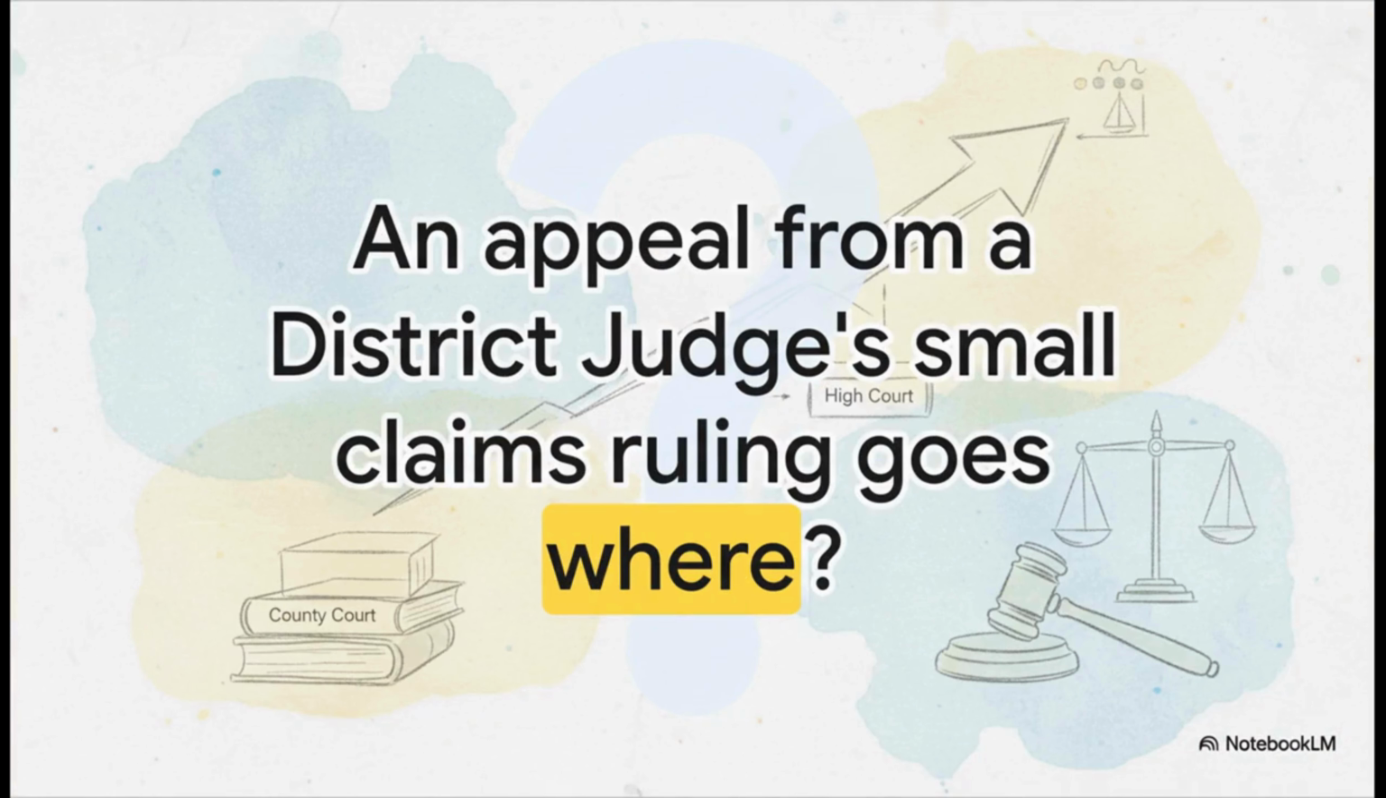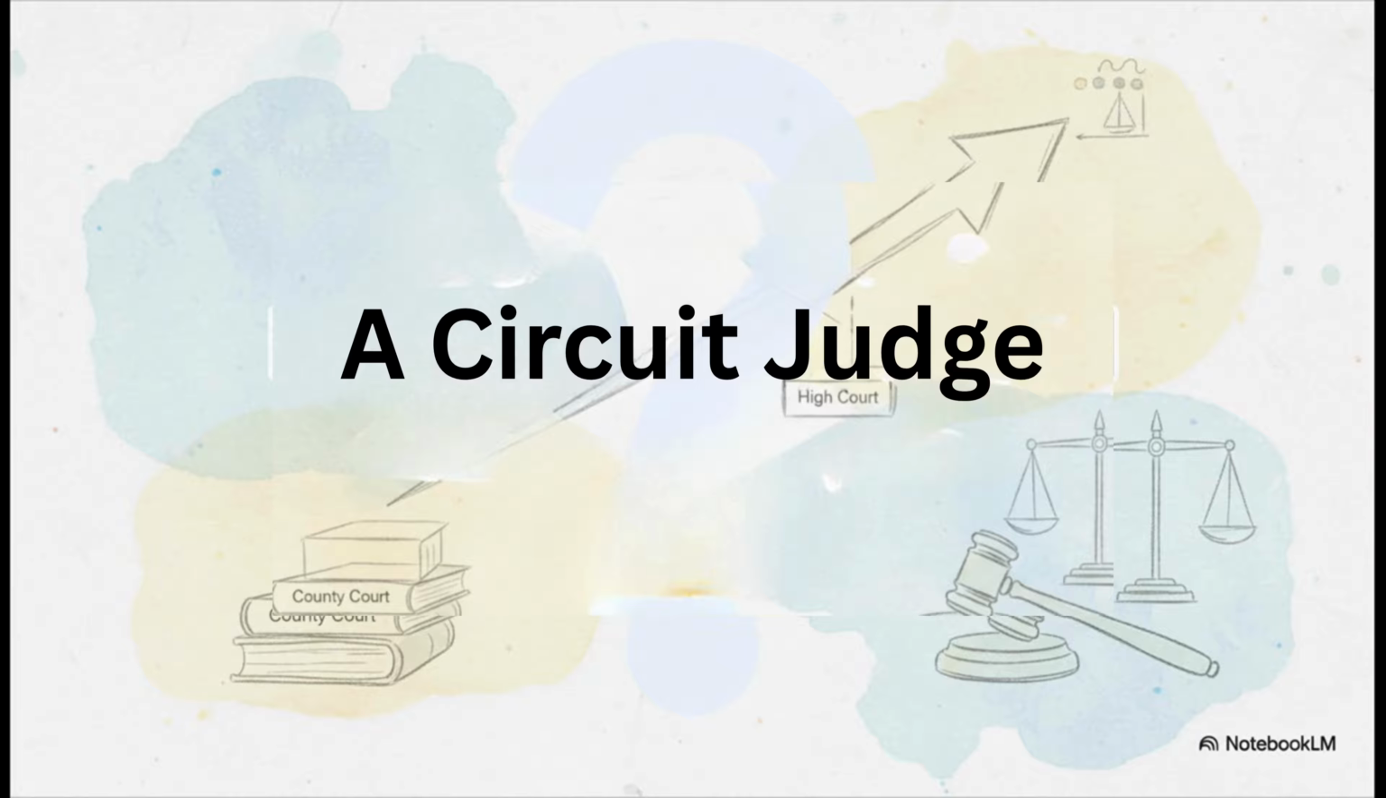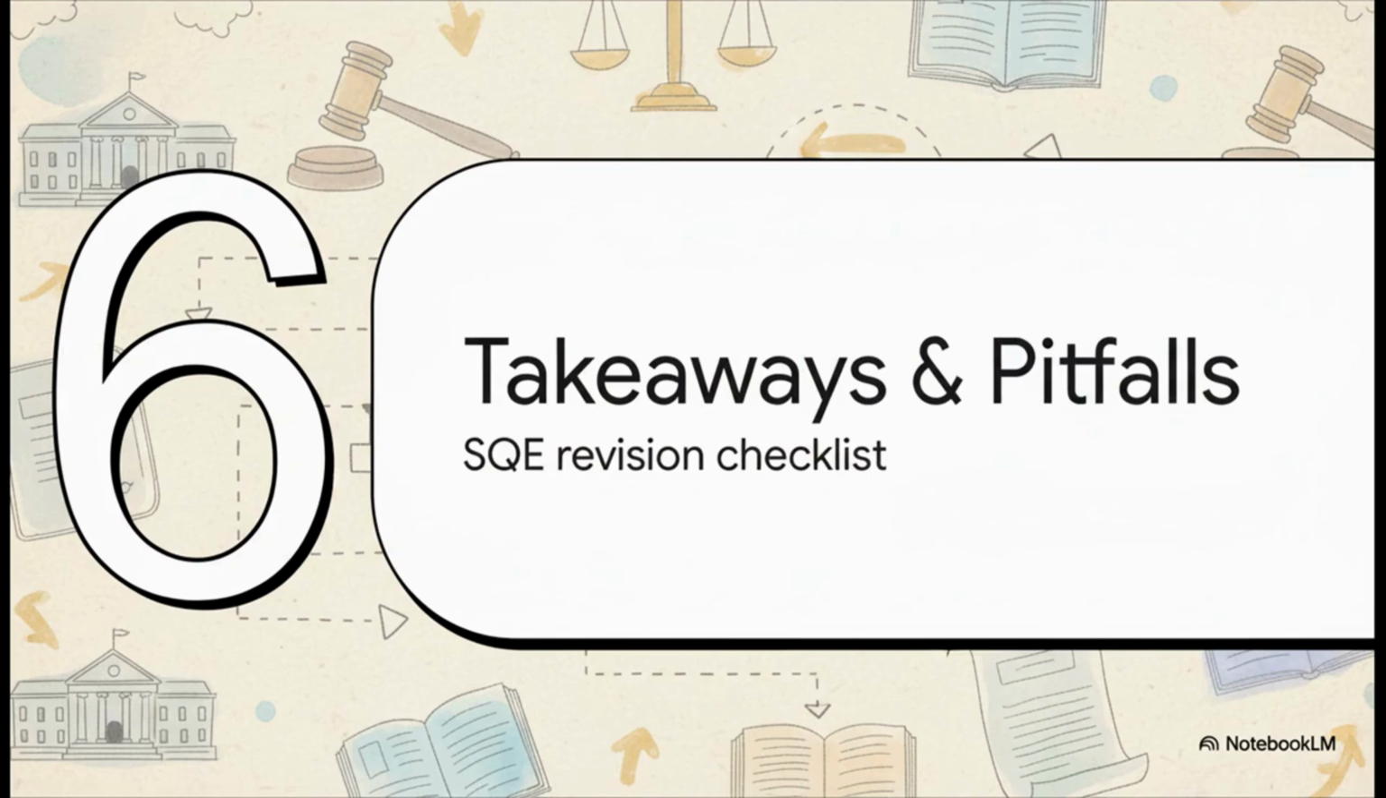And for question 2, a small claims case was decided by a district judge. Where would the first appeal normally go? Take a moment. And the answer is a circuit judge. It comes back to that simple rule, doesn't it? The appeal goes to the next level up in the judicial hierarchy. A district judge is junior to a circuit judge. Simple as that. Excellent work.